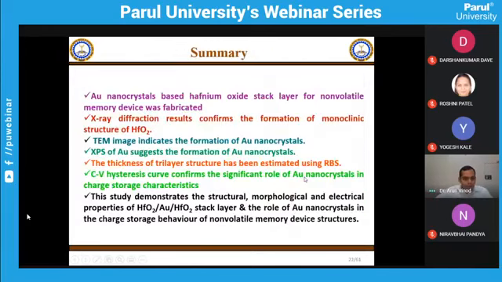So this study demonstrates the structural, morphological, and electrical properties of HfO2/gold/HfO2 layers. It also shows that the gold nanocrystals have charge storage behavior for non-volatile memory structures.